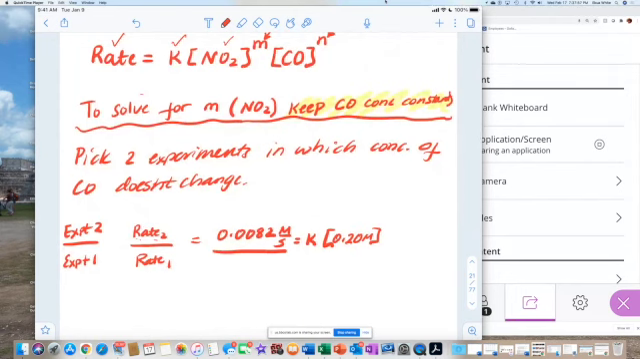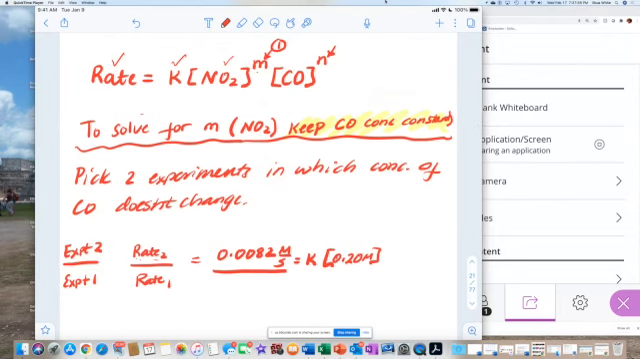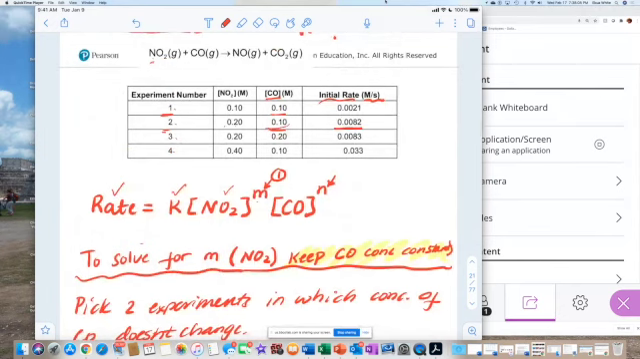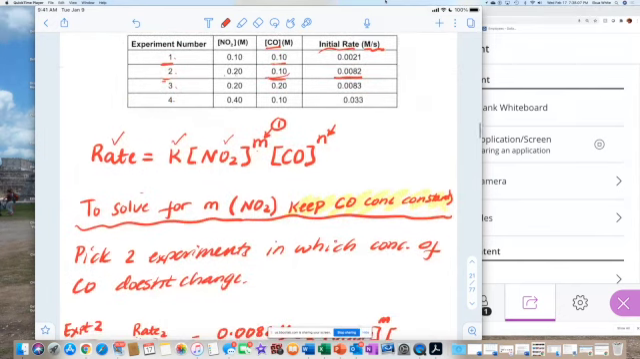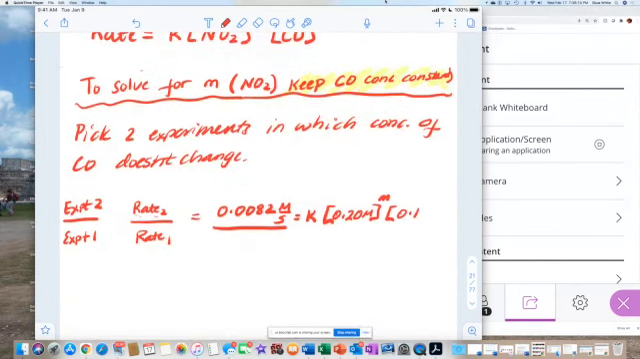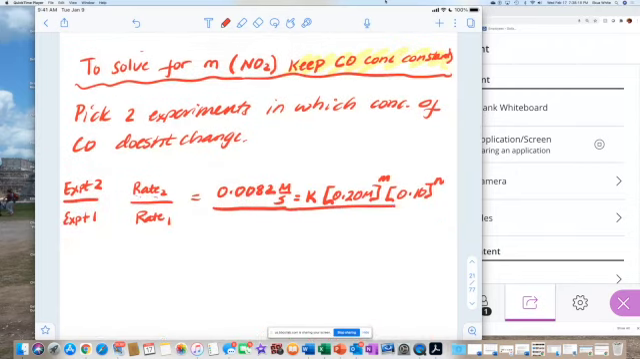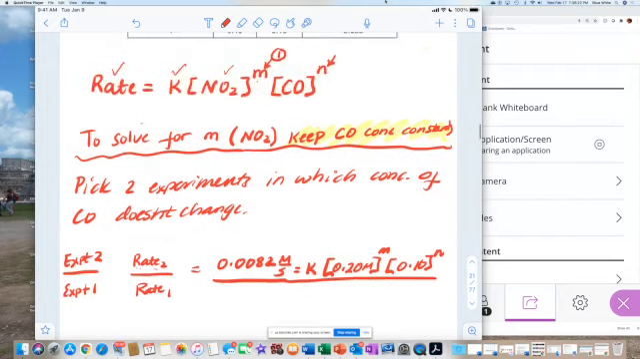0.20 M, and then this is going to be raised to the power m. I have no idea what m is. And then for CO in experiment 2, that's going to be 0.10 raised to the power n, right? All of these are information about experiment 2. Divide that by information about experiment 1, starting with my rate. So I have to start with the rate for experiment 1.